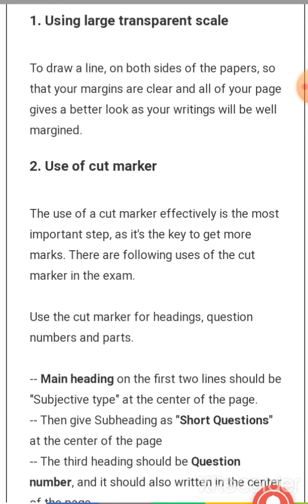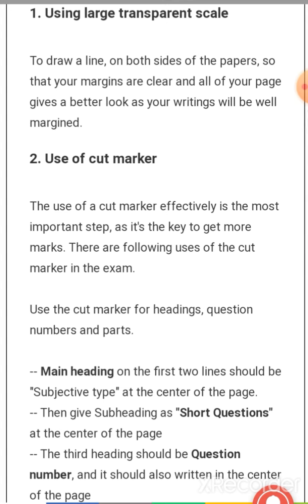Using the large transparent scale, draw a line on both sides of the paper so that your margins are clear and your page gives a better look, as your writing will be well margined. Number 2. Use of cut marker. The use of a cut marker effectively is the most important step as it's the key to get more marks.